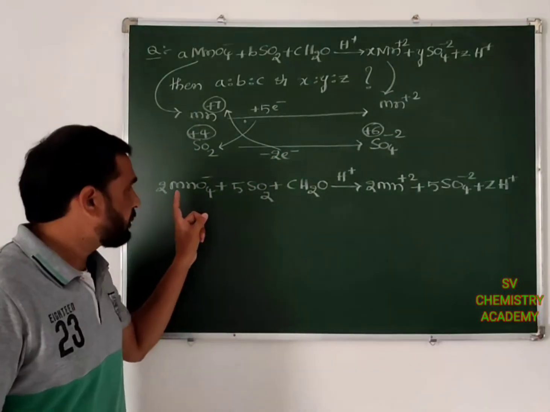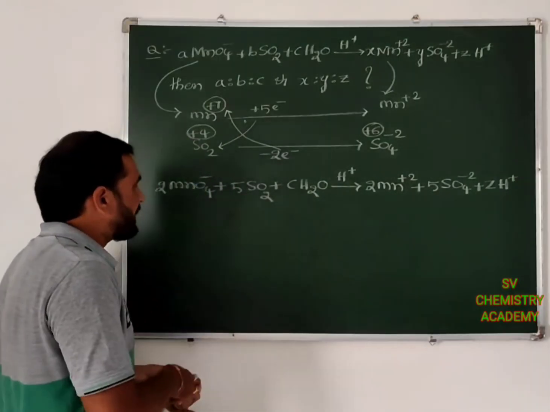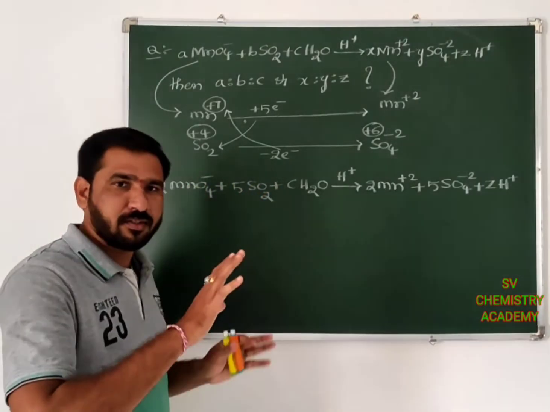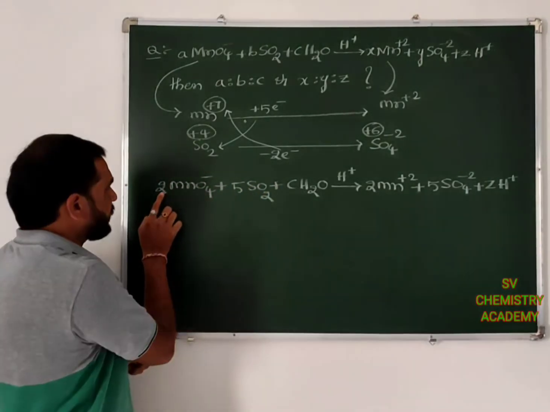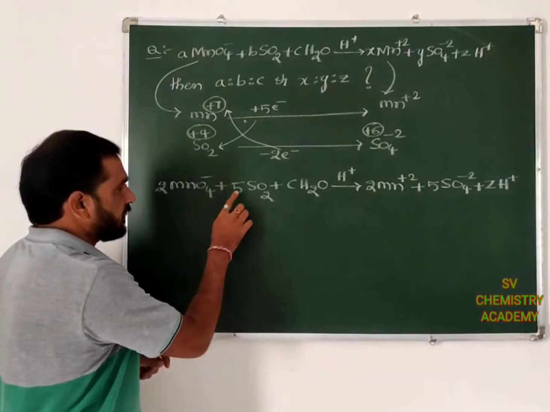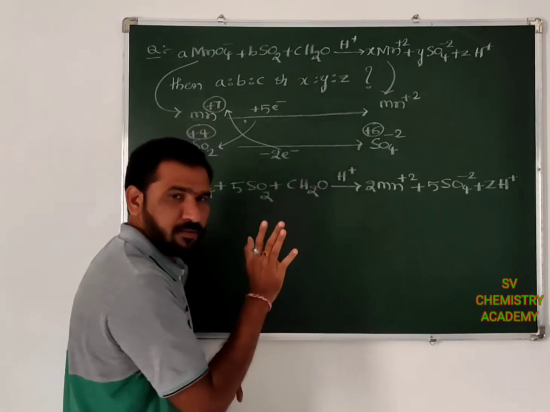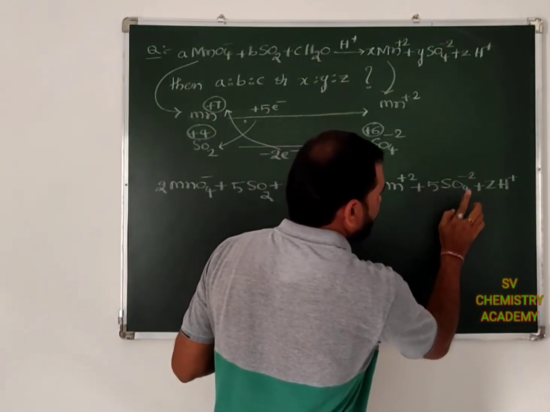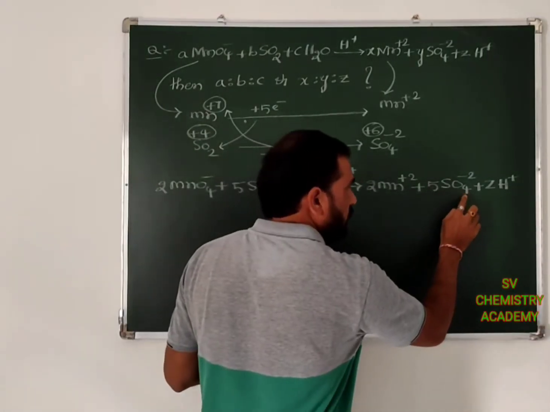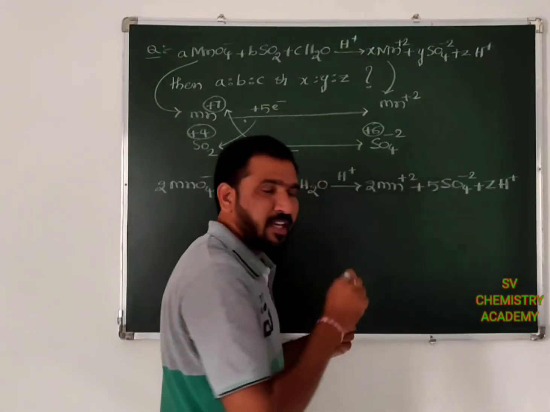manganese over, sulfur over, we need to balance oxygen and hydrogen, that's it. Okay, then coming to the left side, how many oxygens are there? 2 into 4 is 8, 5 into 2 is 10, total 18. Here oxygen 1 is there. Then coming to 5 into 4, 5 into 4 is 20. Left side 18 oxygens are there, right side 20 oxygens are there.